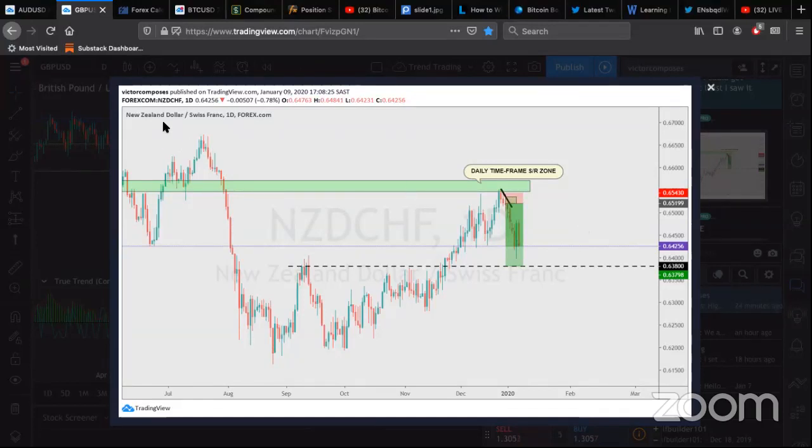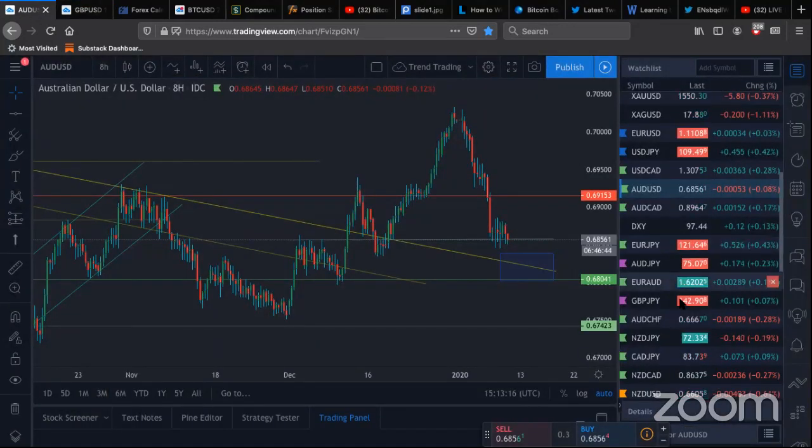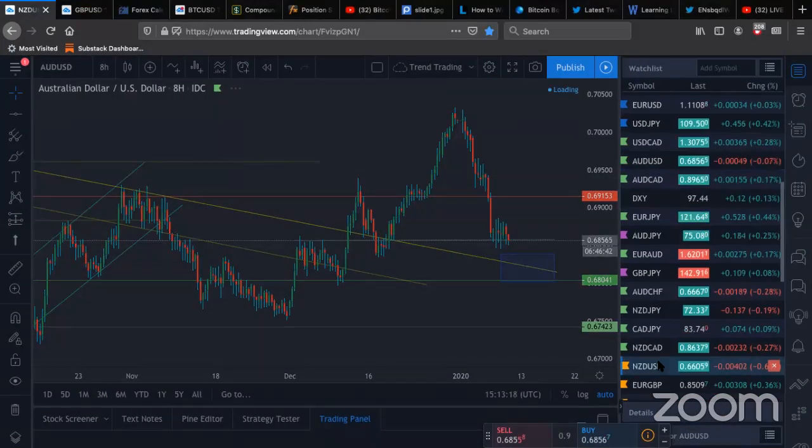So here we're looking at New Zealand dollar, Swiss franc. This is the daily time frame. And what are we looking at here? You have this dotted line over here. That is the support of this bottoming action. And again, on my chart, let me pull it up at the same time so we could just use each other's charts to work off of and build off of.